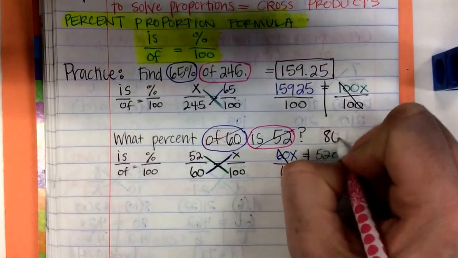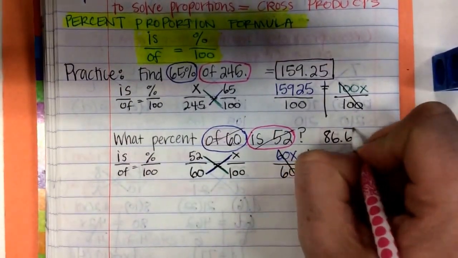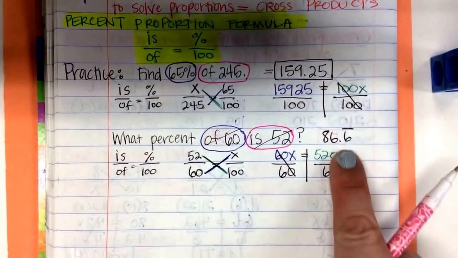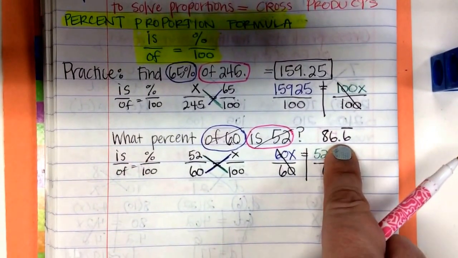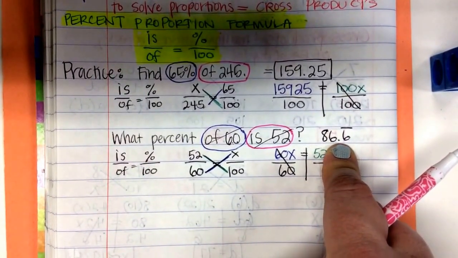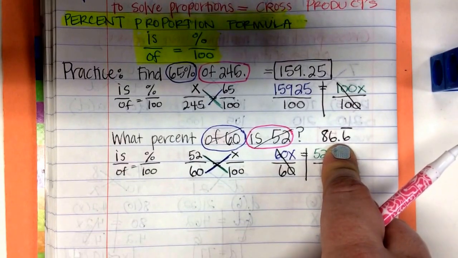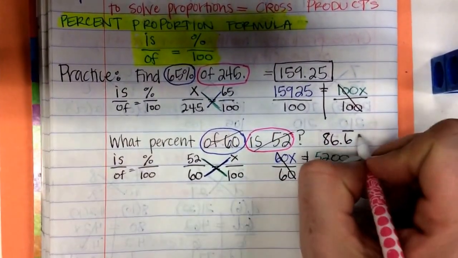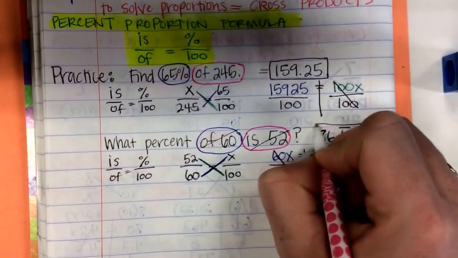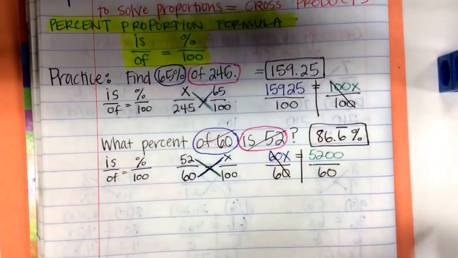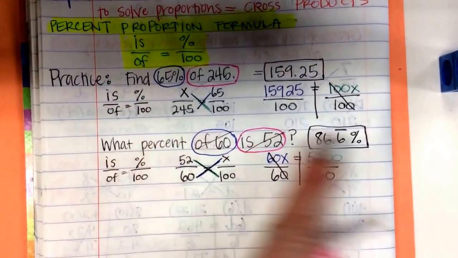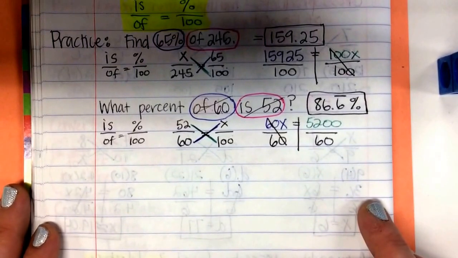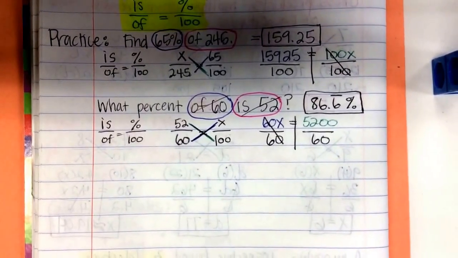Did I hear 86.6 repeating? Now this is the type of problem that most people are going to get wrong, because this is not the complete answer. What were we looking for? Percent. This problem needs to have a percent in the answer. It's the only one. The other two don't matter. But when it says what percent, we've got to make sure we put a percent with our answer. Because it's 86.6%.